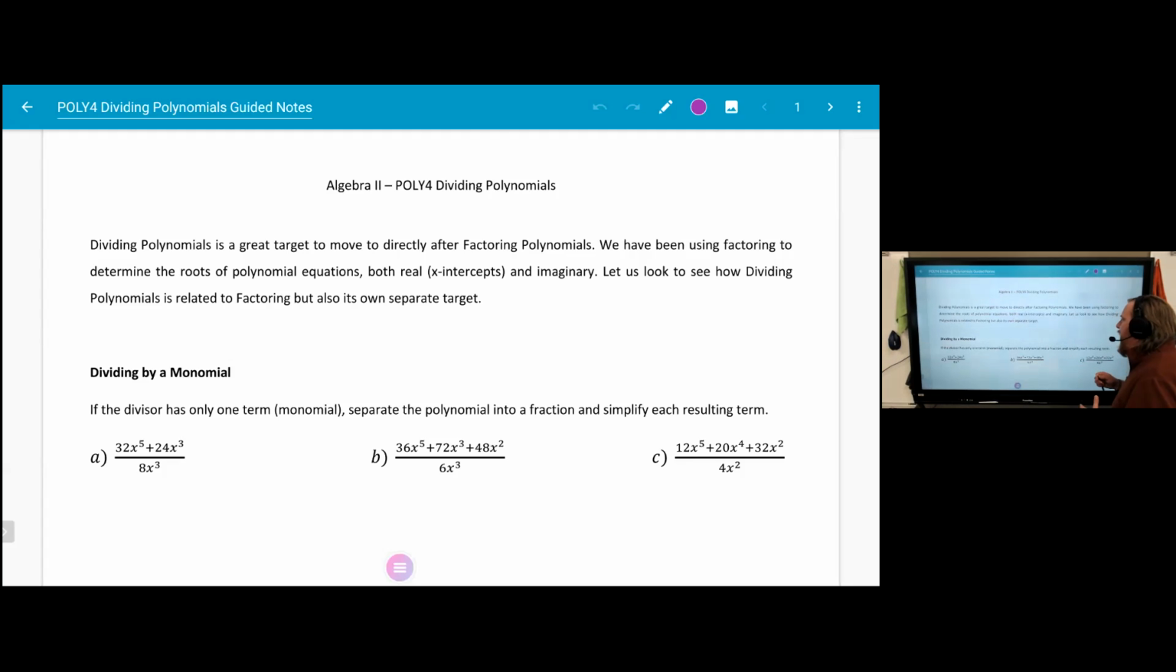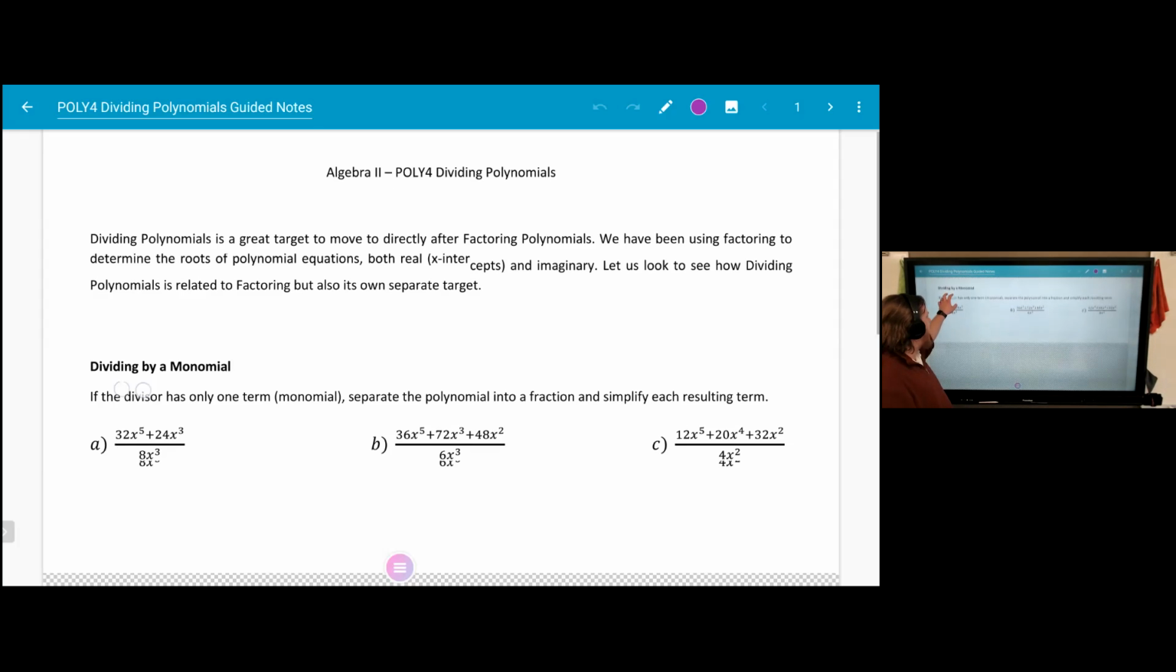We need to make sure that we understand we've been using factoring to determine the roots of polynomial equations, both the real, if it touches the x-axis, and also the imaginary if it doesn't touch the x-axis. Let's take a look now. We're going to look at dividing polynomials, see how it's related, but still different.